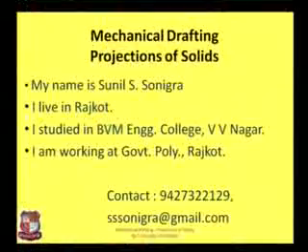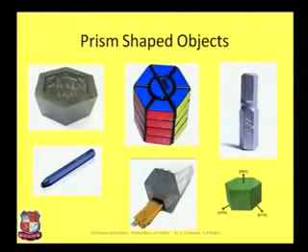And today we will discuss a subject, mechanical drafting, and in that a very interesting topic, that is projections of solids. In projections of solids, we will discuss four types of solids. First is the prism, prismatic shape. There are four solids: prism, pyramid, cylinder and cone.